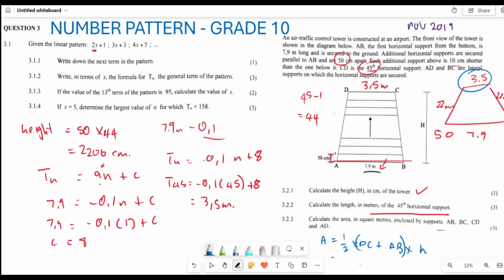So this is same as 1 over 2 into, what is DC? Now this is same as 3.5 plus 7.9. And then the height, it was 220 altogether. And then what are you going to end up having here, right? This is going to be the same as 125.4. This is going to be in meters. Okay. And since this is area, this is going to be meters squared.